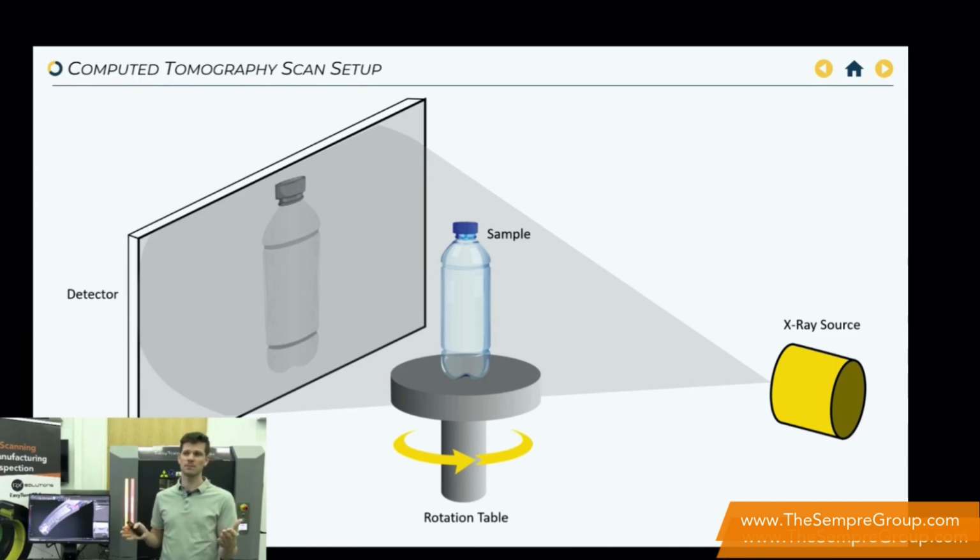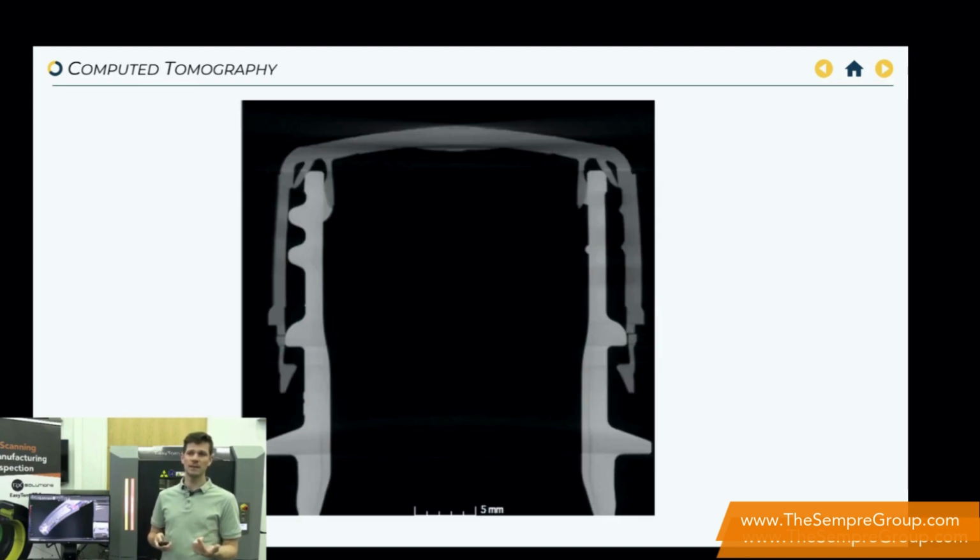It has the same setup, so we have the X-ray source on one side, a detector on the other side. We put the sample in the middle and we make a 360-degree turn with the sample. During this time, as a result, we will get this type of image, so really get a virtual cut of the sample, and you can really use it to do measurements or any other type of control.